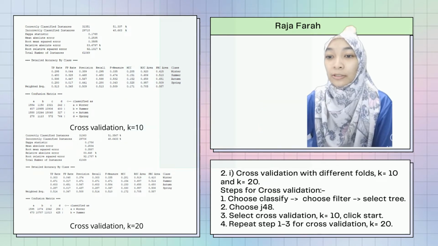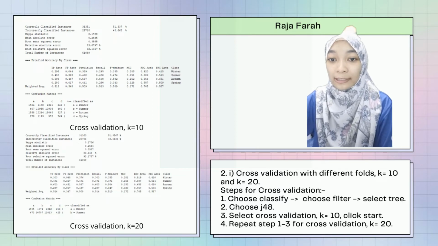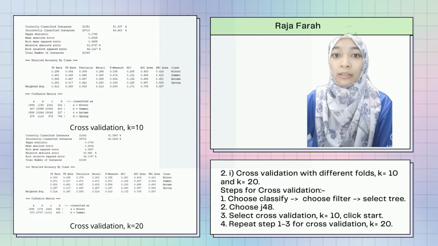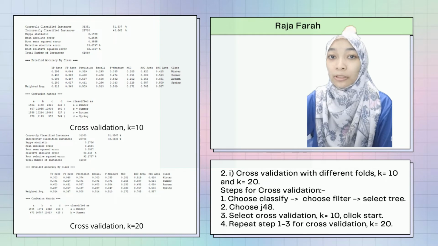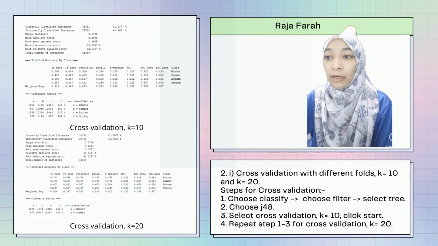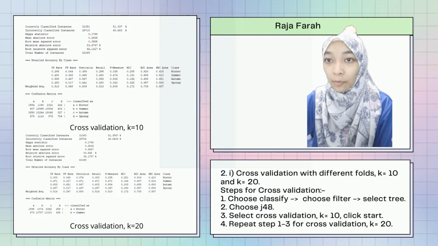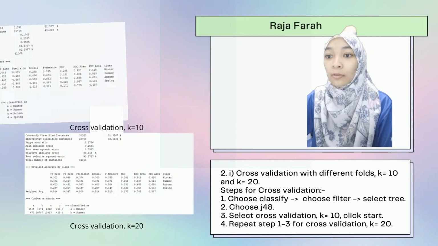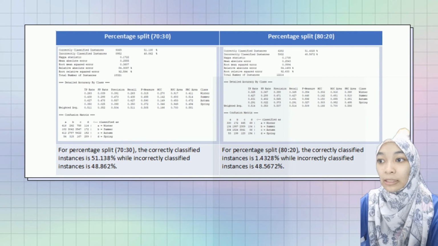For cross-validation K10, correctly classified instances is 51.337%, while incorrectly classified instances is 48.663%. In cross-validation K20, correctly classified instances is 51.3567%, while incorrectly classified instances is 48.6433%. For percentage split 70 and 80, these are the results.